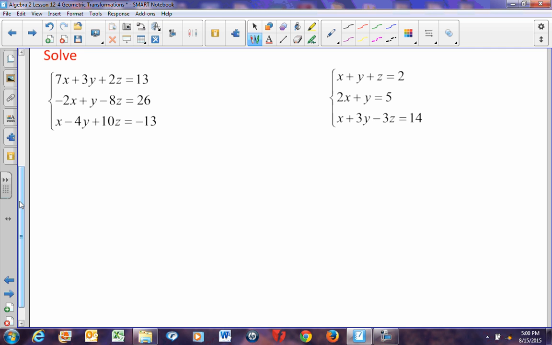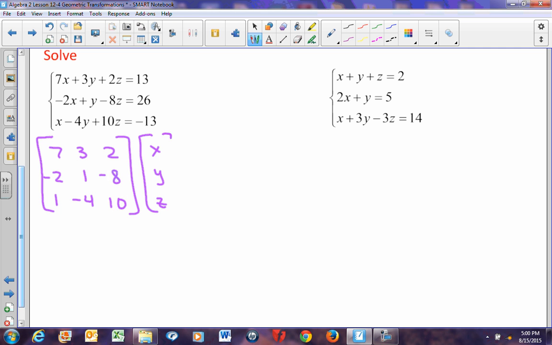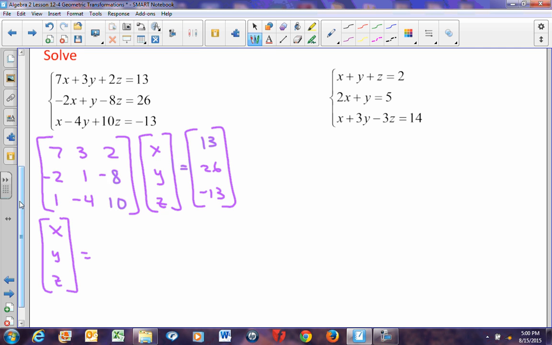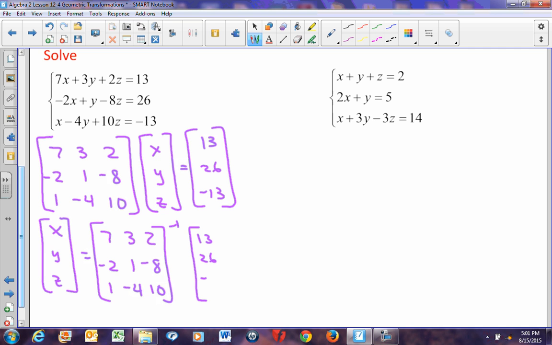Alright, so this first one here, I'm going to make a coefficient matrix 7, 3, 2, -2, 1, -8, 1, -4, 10. That's going to be x, y, z. And that's going to equal 30, 13.6, -13. So to solve this, x, y, z will equal the inverse of 7, 3, 2, -2, 1, -8, 1, -4, 10, times the constant matrix.